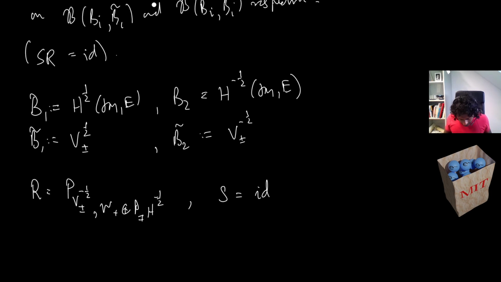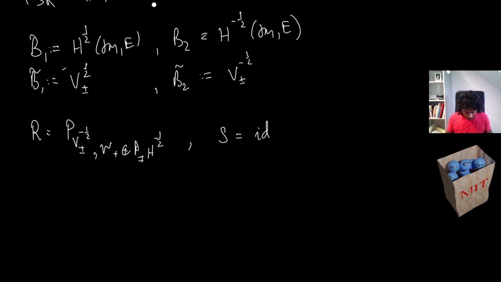So why can I just choose S to be the identity? Well, my choice of spaces are the ranges of the projector itself. So on the range of the projector, the projector just acts as the identity. That's why I can make this choice. So the retraction co-retraction theorem then gives me this.